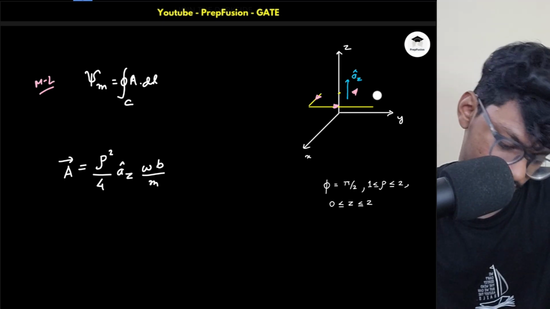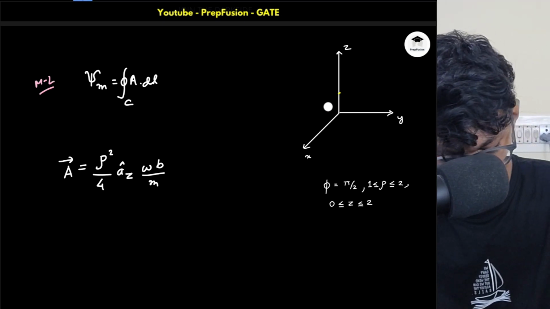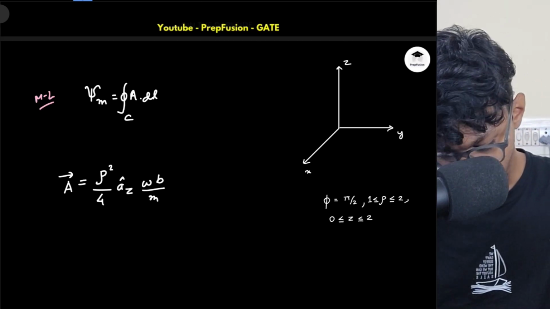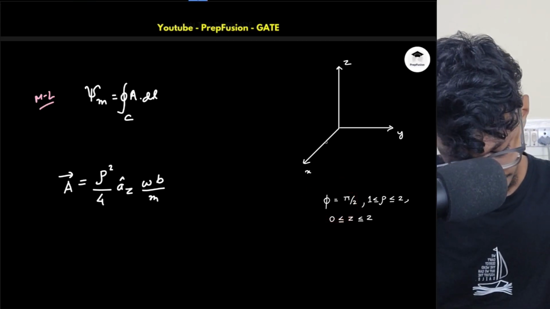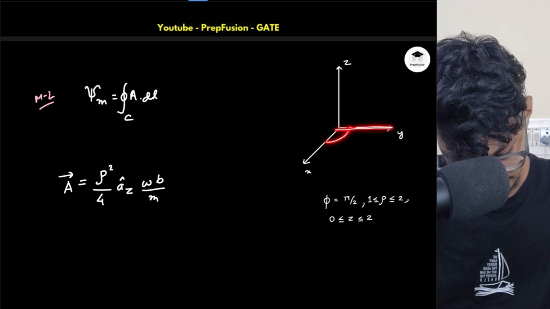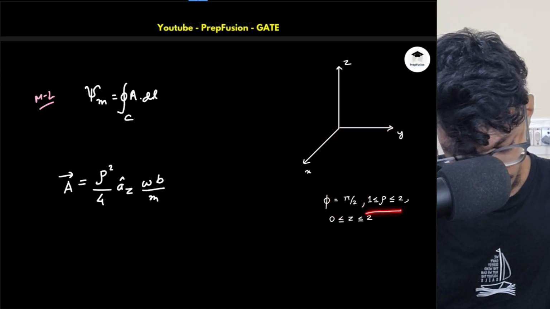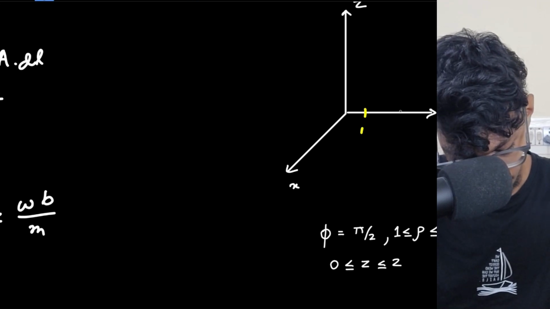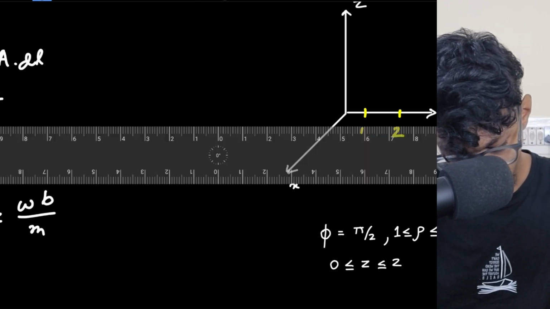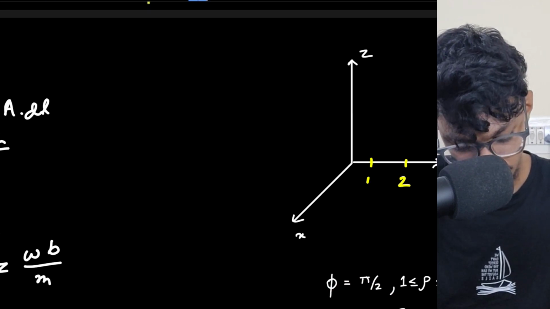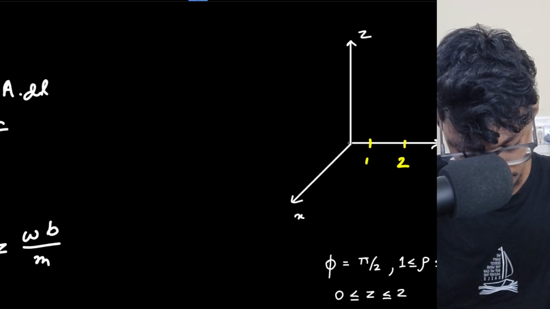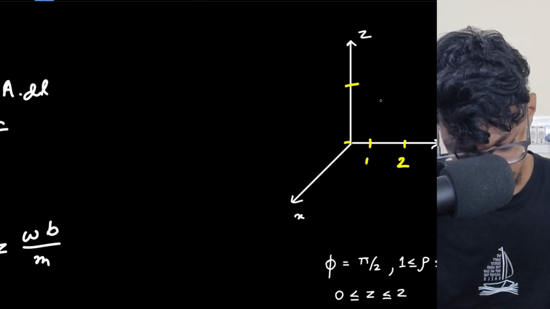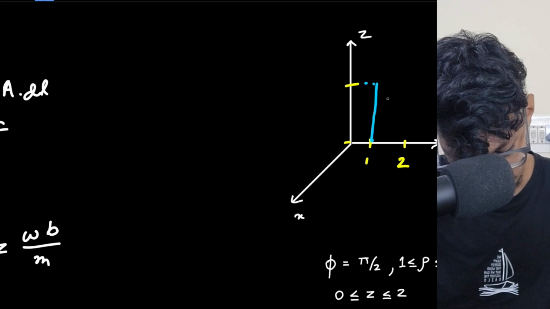Here what I am observing is that phi is constant, so I am always at 90 degrees, that is, in the y axis. Phi is constant, right? My rho is varying from 1 to 2, so rho is varying from rho equals 1 to rho equals 2, and my z is going from 0 to 2. So this is also like a rectangular shape only. So the surface will be something like this.